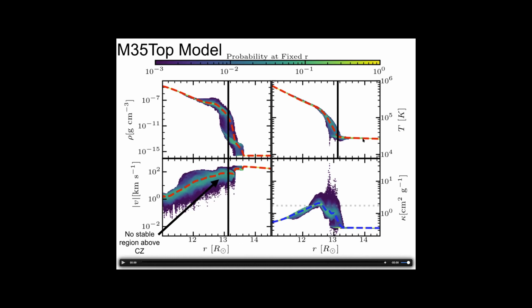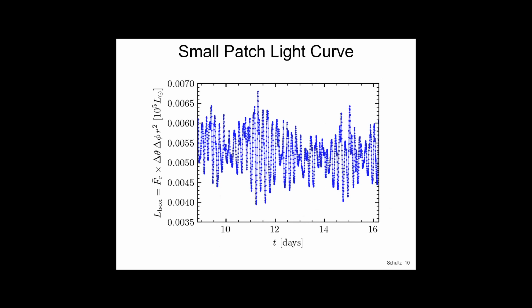Back to photometry though. If I put an observer at the edge of this box, I can say how much flux they see, or what's the luminosity they see. And so here's the small patch variability. It's quite a small number because this is 1/400th of the stellar surface that we're modeling. But even here we see 5 to 10% fluctuations. But again, this isn't really helpful to match observations.